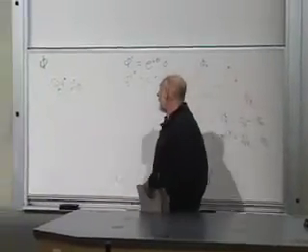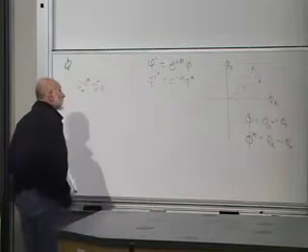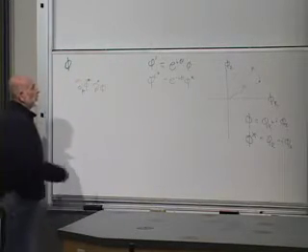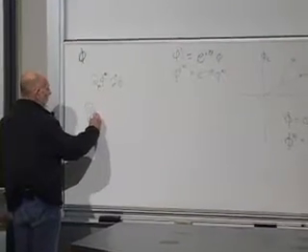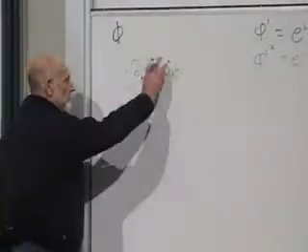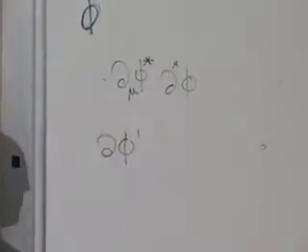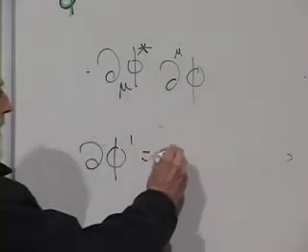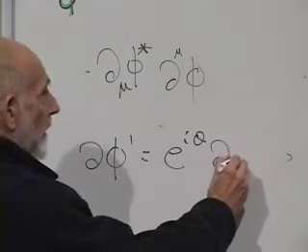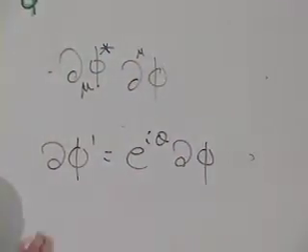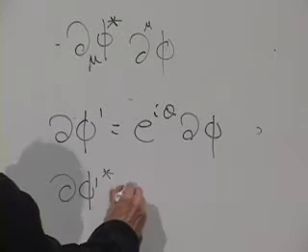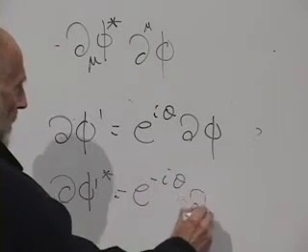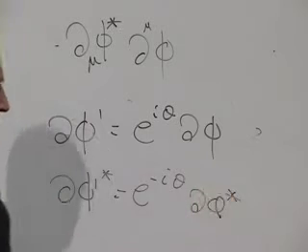Okay, why is this invariant under that? Because the e to the I thetas will cancel out. Let's write down the derivative of phi prime. I'll just write abstract derivative of phi prime, which is just e to the I theta times the derivative of phi. Why? Because theta is constant by assumption. Likewise, the derivative of phi prime star is e to the minus I theta times the derivative of phi star.